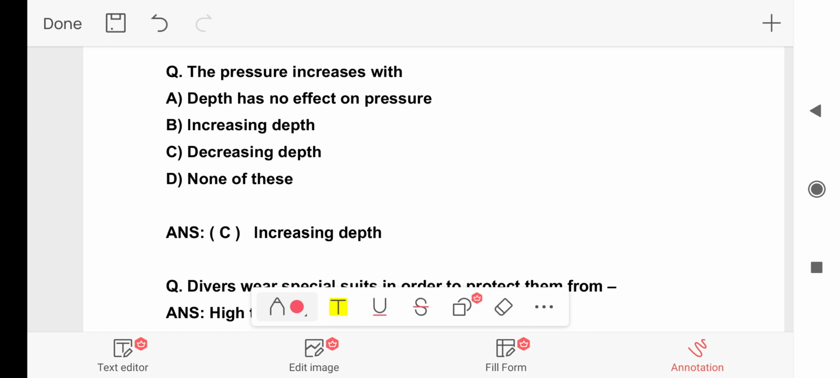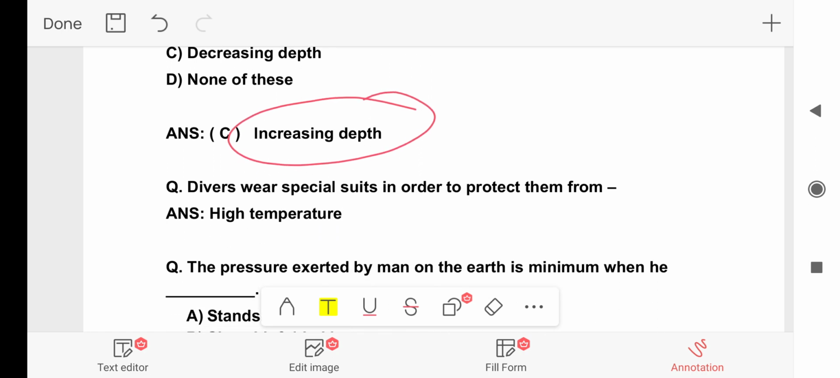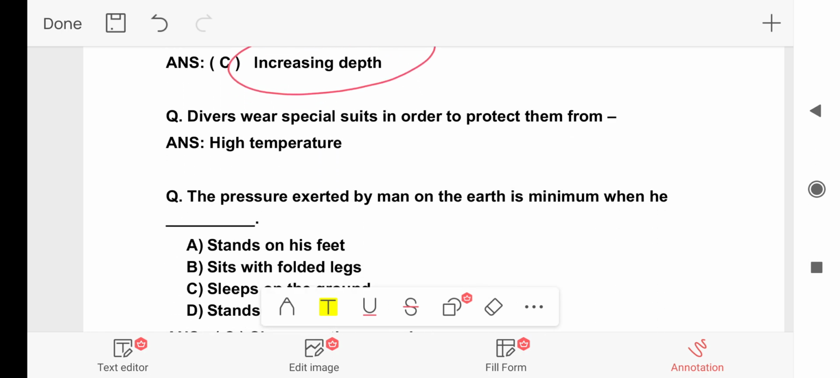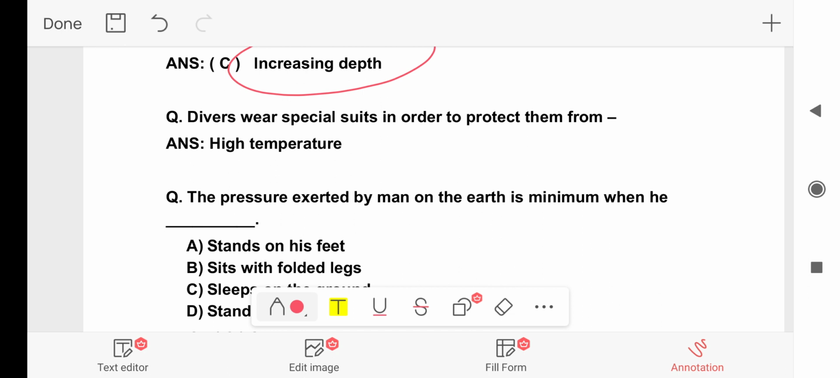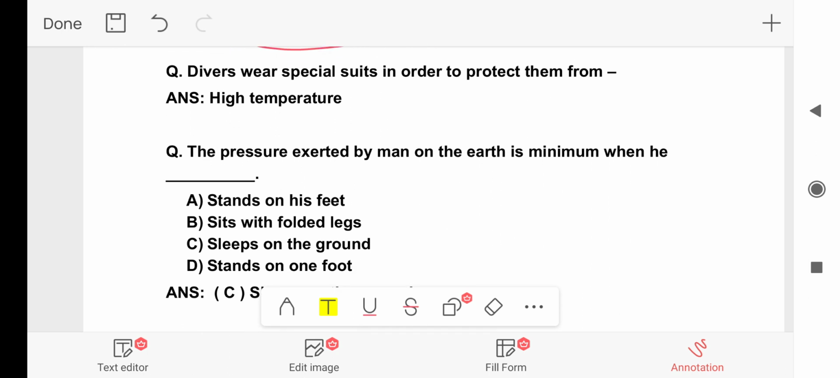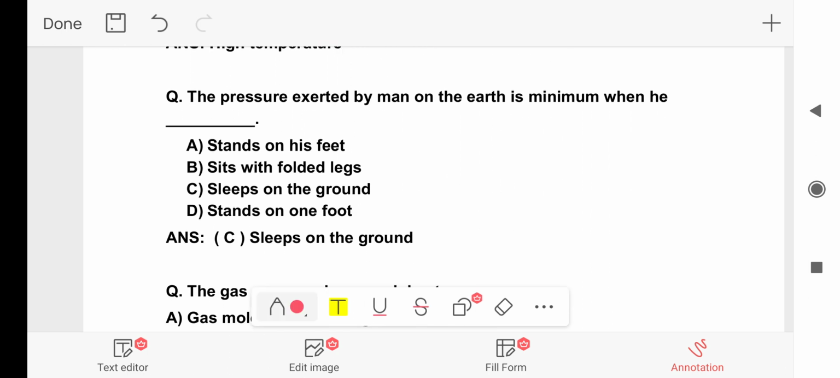Next, the pressure increases with, and the options are: increasing depth, decreasing depth, depth has no effect on pressure, or none of these. And the answer is increasing depth. Next, divers wear special suits in order to protect them from? Answer is high pressure. Next, the pressure exerted by a man on the earth is minimum when he, and the options are: stands on his feet, sits with folded legs, sleeps on the ground, or stands on one foot. The answer is option C, which is sleeps on the ground.